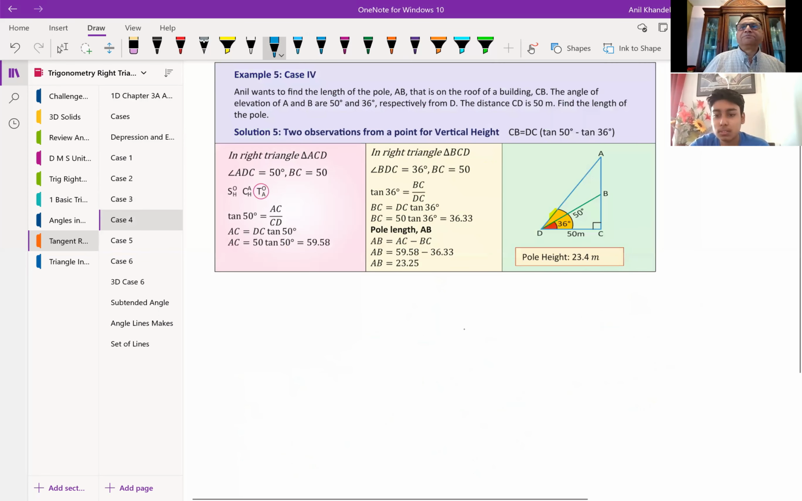Another type of example. Can you please read this? Anil wants to find the length of the pole AB that is on the roof of a building CB. The angles of elevation of A and B are 50 degrees and 36 degrees, respectively, from D. The distance of CD is 50 meters. Find the length of the pole. Correct. So you can think something like this: there's a flagpole, right? A flag is hoisted. That type of question could be related to this situation.